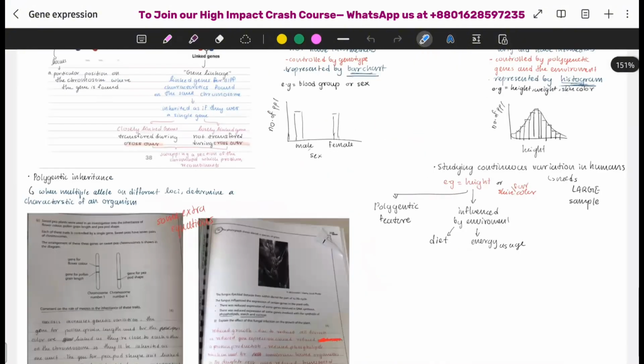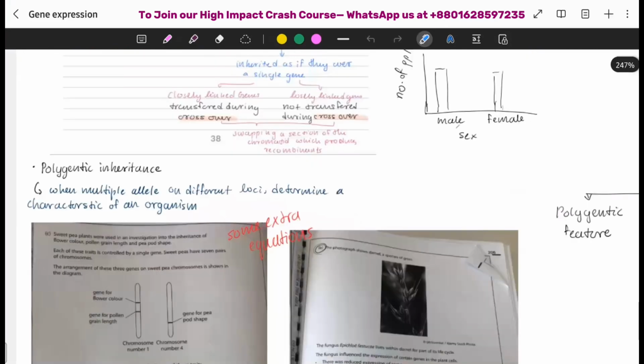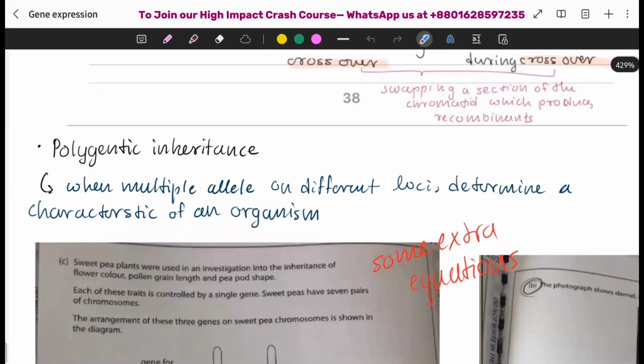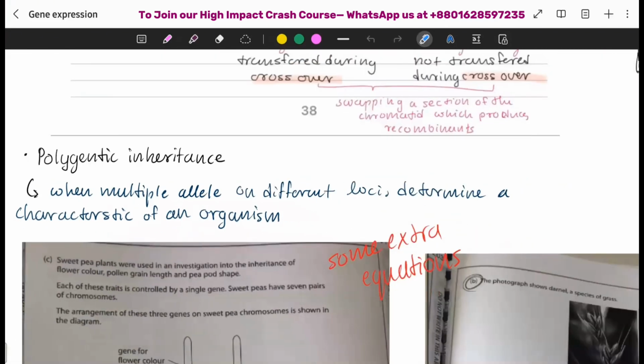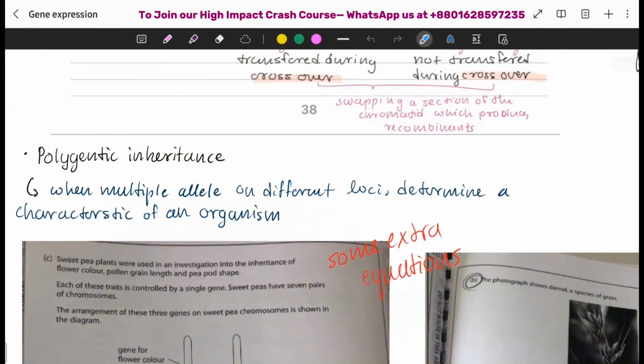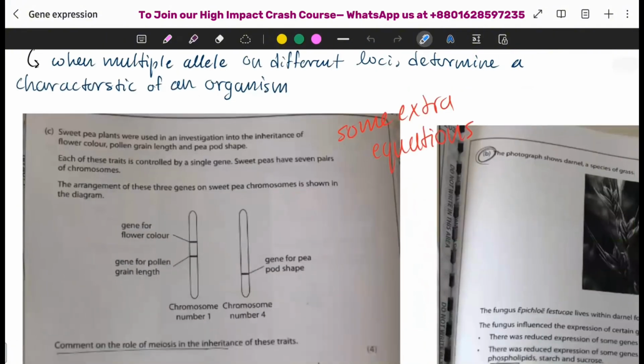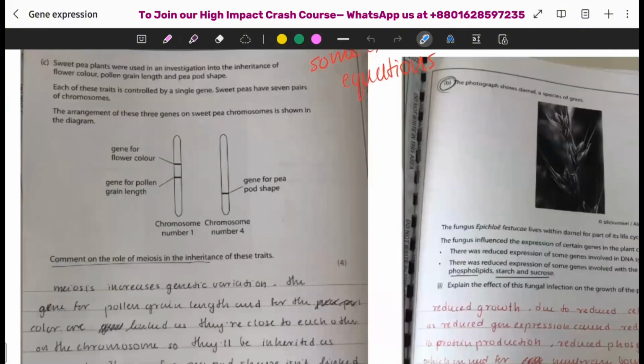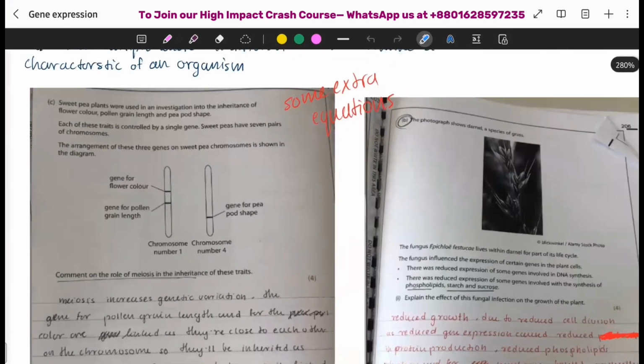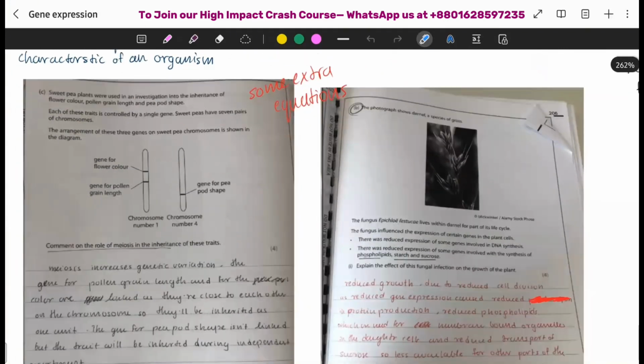Polygenetic inheritance is basically when multiple alleles on different loci determine one characteristic of an organism. So there'll be a few alleles on different loci, and they will determine a characteristic. So here there are 2 questions. Let's go through this.